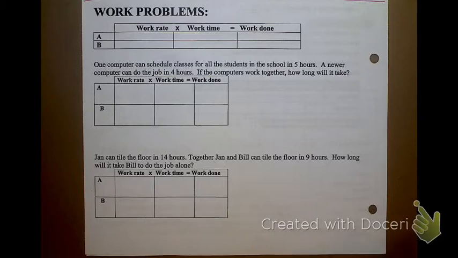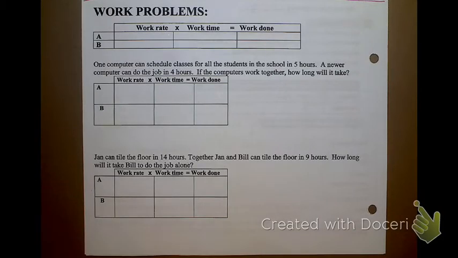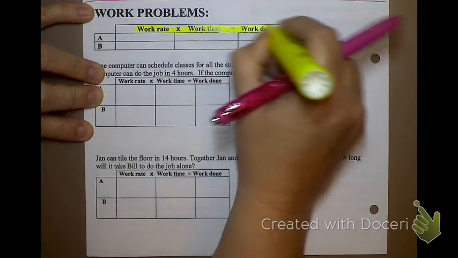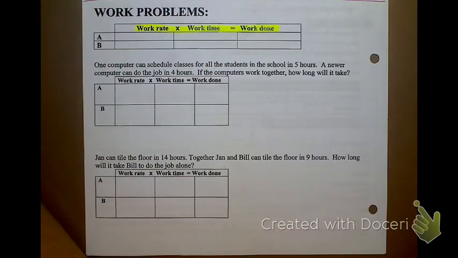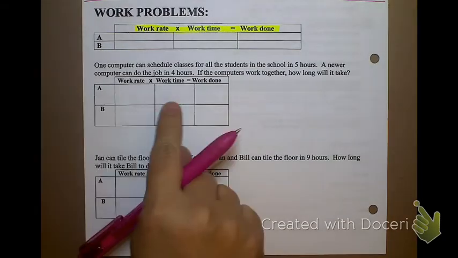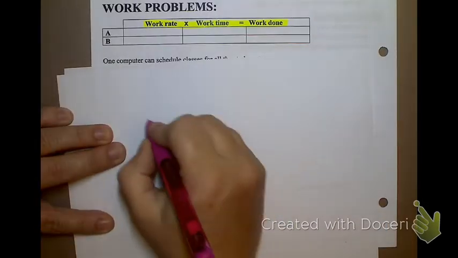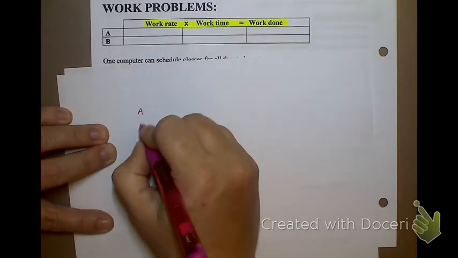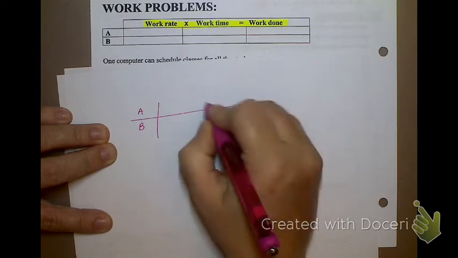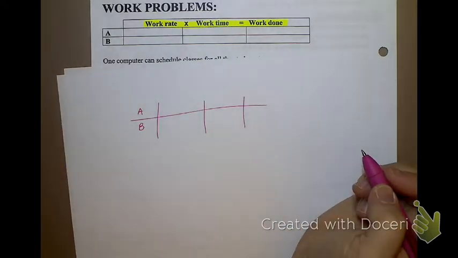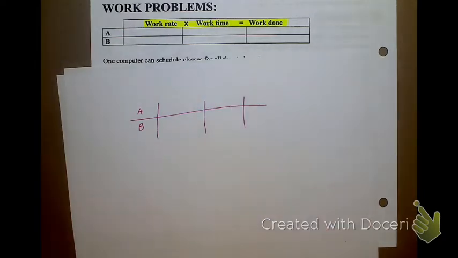Now, there's kind of an important formula that will be helpful for these. Work rate times work time equals work done. For every one of these problems, it is seriously going to be easiest if you set up a little table like this. It doesn't have to be super fancy. You could just go, okay, option A, option B, and there's the extent of my table. But this is seriously going to be the easiest way to solve these problems.